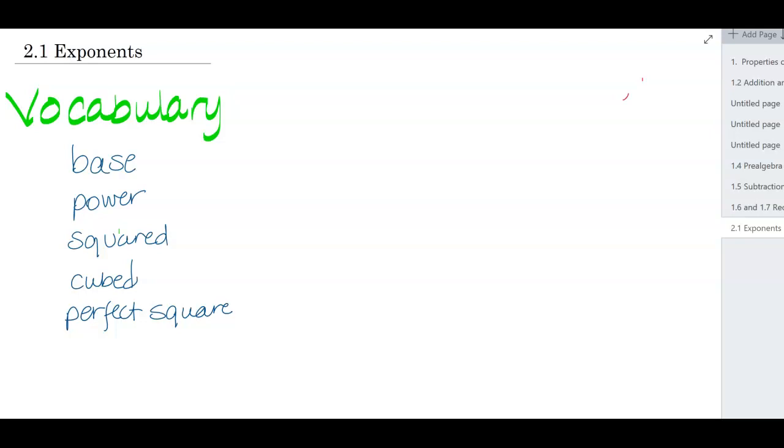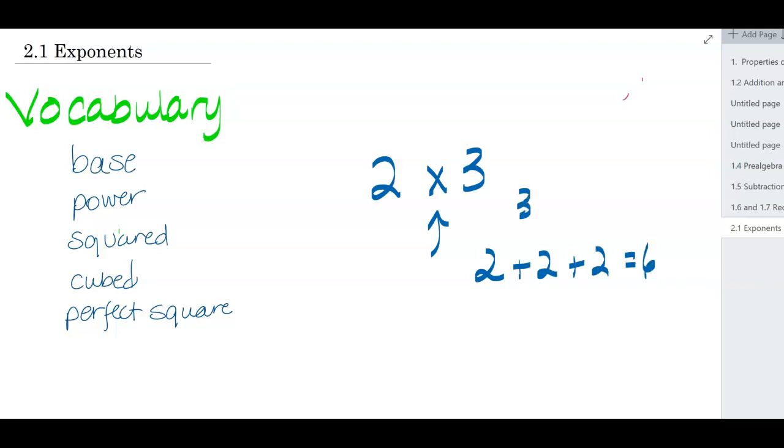So again, the b was my base, the n is my exponent or my power. And I like to emphasize to students that if I have 2 times 3, when I'm multiplying, I'm doing repeated addition. That's 2 plus 2 plus 2. That's 6, right? Or you can say 3 plus 3 is equal to 6. Because multiplication is really just repeated addition. It's how many times you're going to repeat a number. But exponents are repeated multiplication.